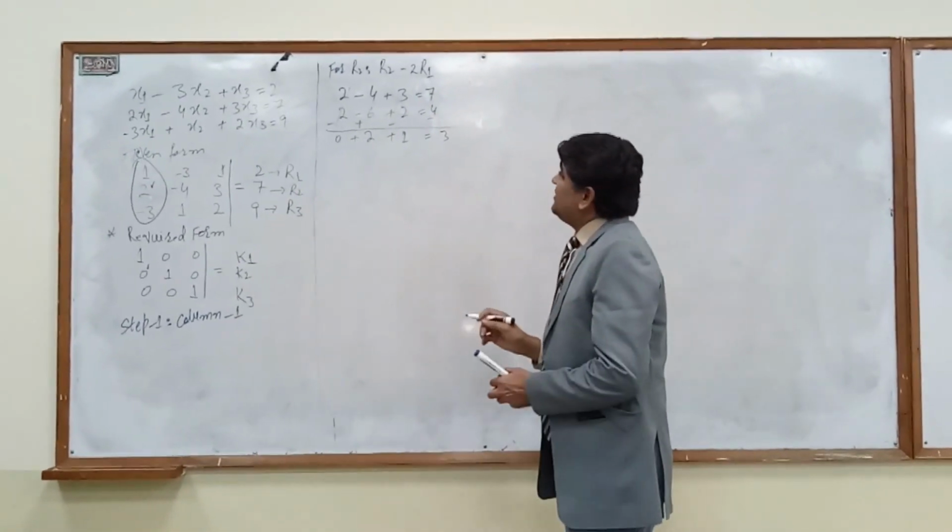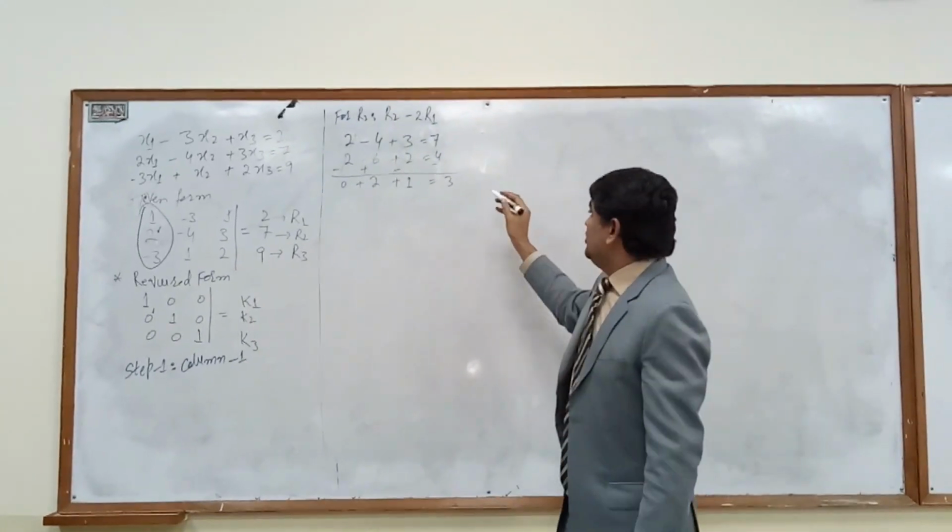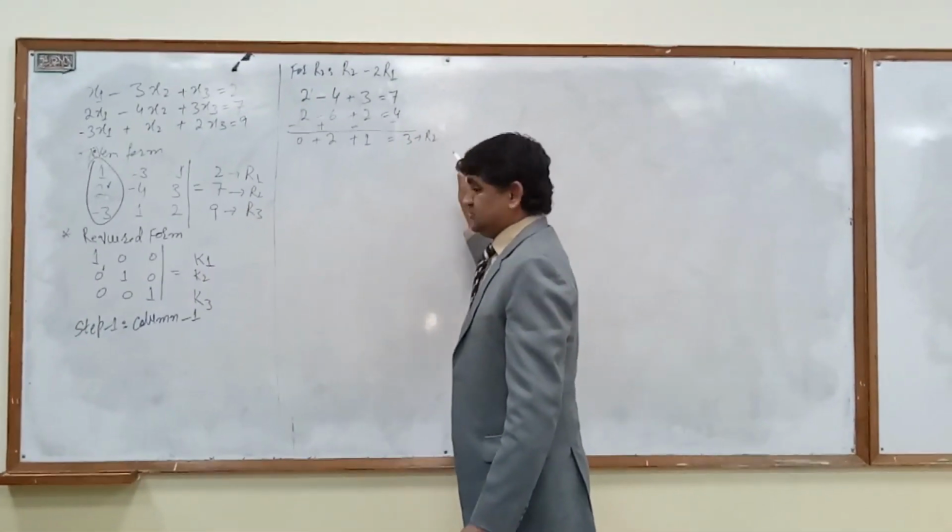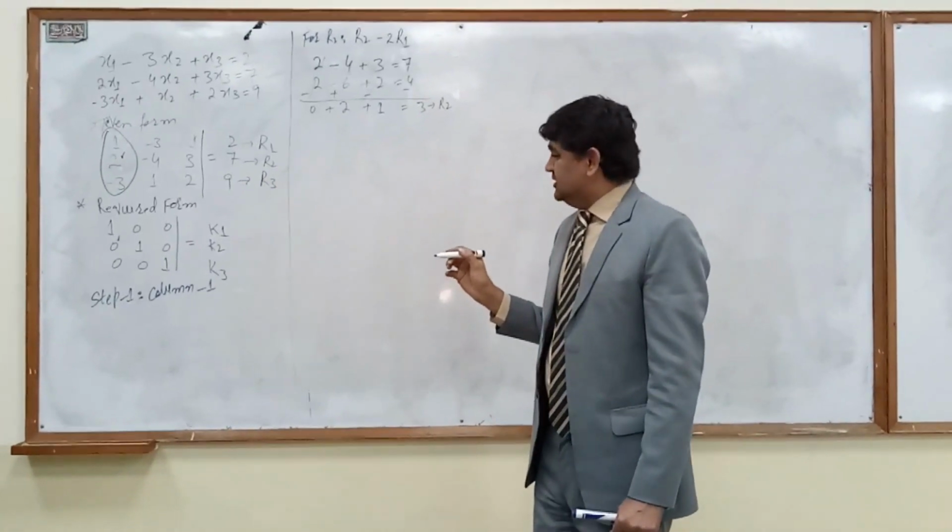For which row have we operated? For row 2. It's the new R2.